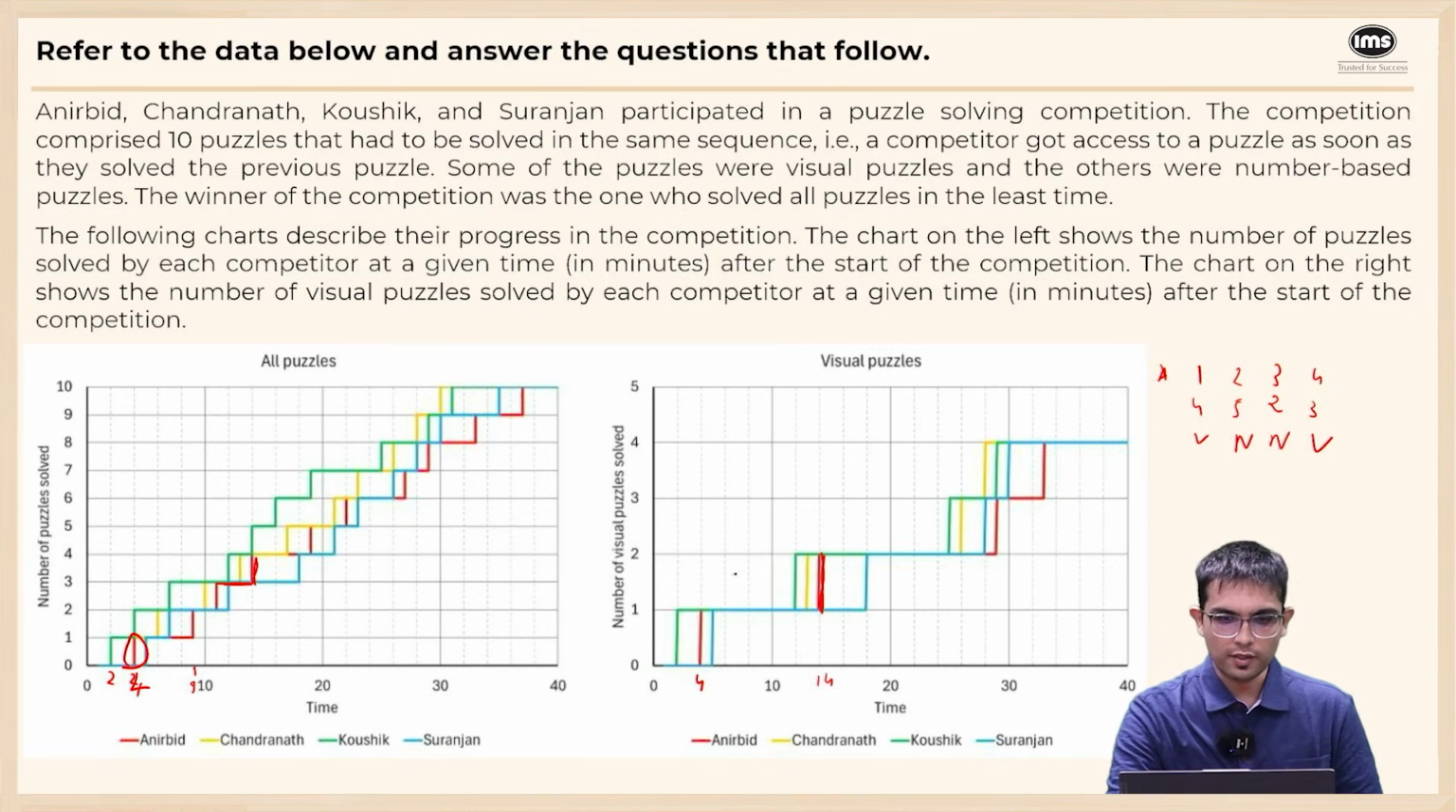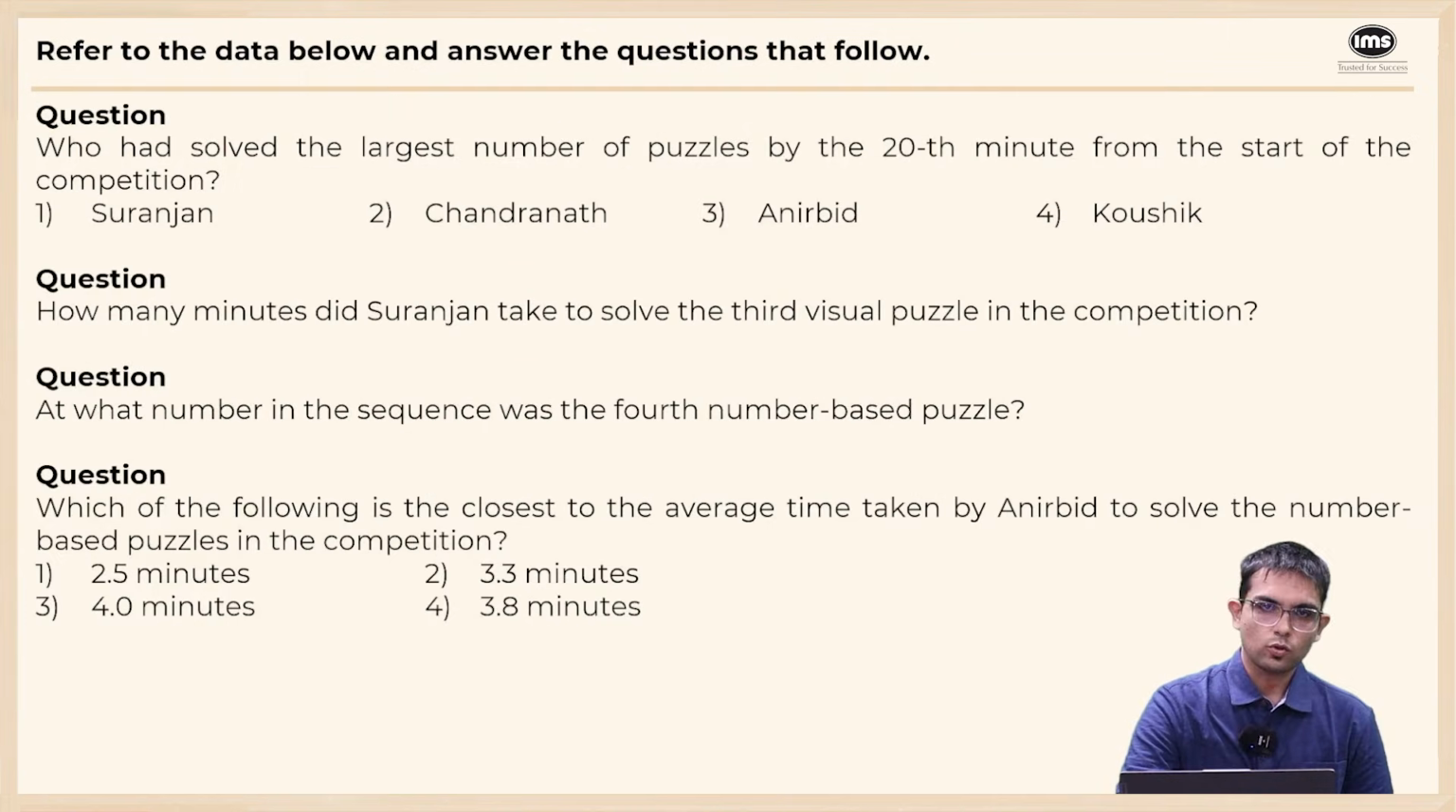So I hope everyone has understood the graph. This was for an example of A. You can take the similar example for B, K and S. So we can come to know how much time each puzzle has taken and whether it was a visual puzzle or a numeric puzzle. So this is the set. Now let's look at the questions. So there are 4 questions.